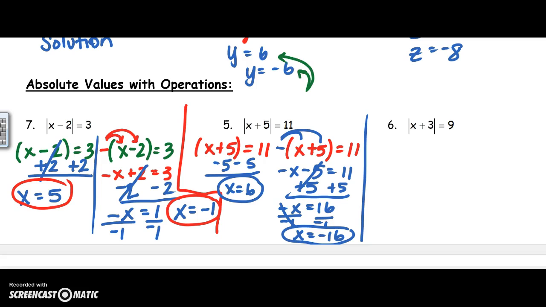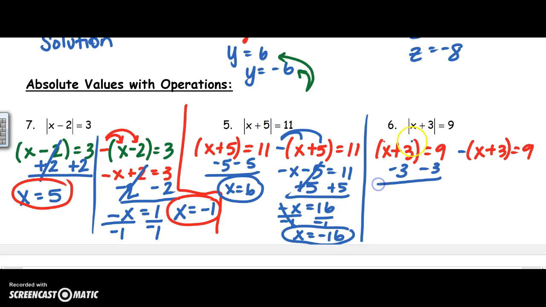And last but not least, we have x plus 3, so I'm going to put that in parentheses, equals 9. And then again, x plus 3 equals 9. The one thing I don't want you to forget is that negative. One is positive, one is negative. So in this first one, we would subtract 3. And you have x equals 6.